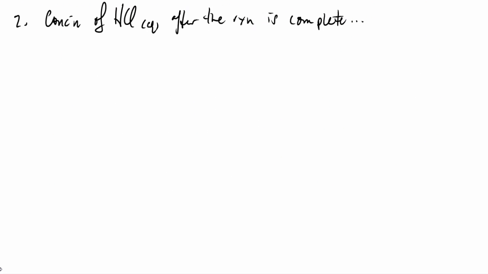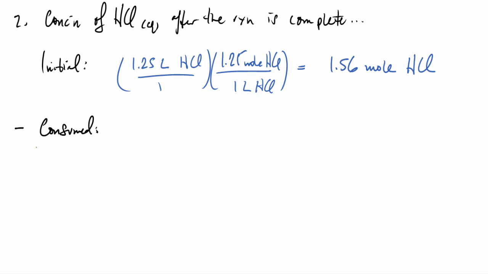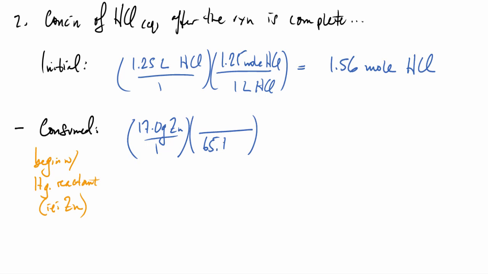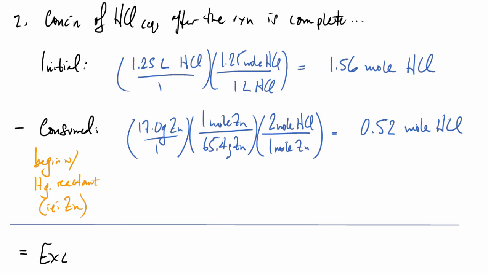The second part of the problem is to get the concentration of hydrochloric acid after the reaction is complete. So let's work out first how many moles of hydrochloric acid we had before the reaction started. 1 1/4 liters, 1 1/4 moles per liter, 1.56 moles. Now we'll calculate the number of moles of hydrochloric acid that are consumed. To do this, we'll start with the limiting reactant, which is zinc, 17 grams. We've seen this before, 65.4 grams per mole. Finally, the molar ratio between zinc and hydrochloric acid, which is 1 to 2, tells you that 0.52 moles of hydrogen chloride is used up in the reaction.